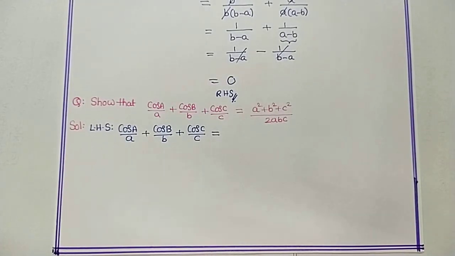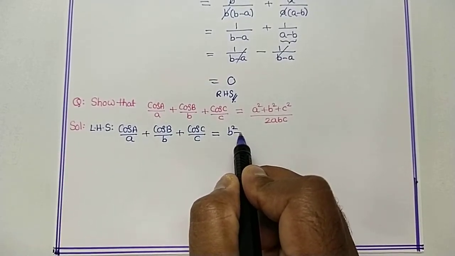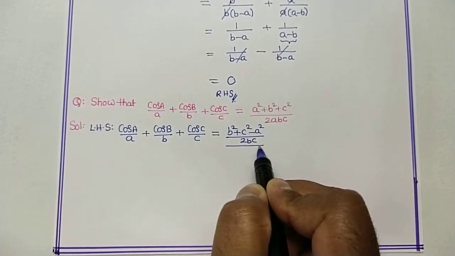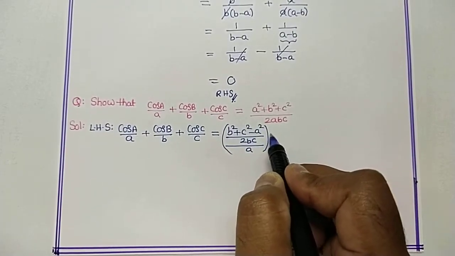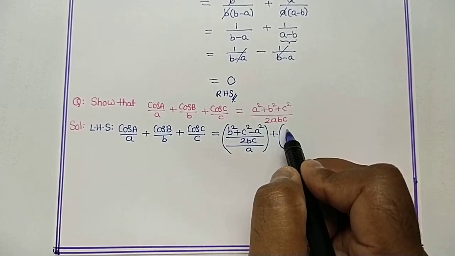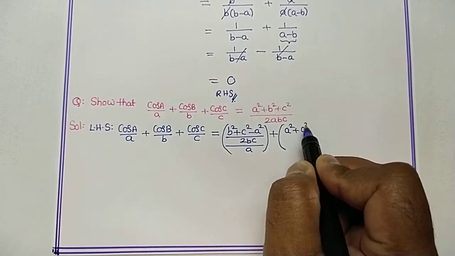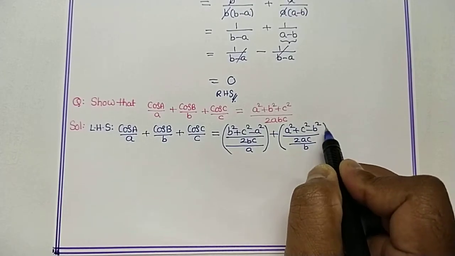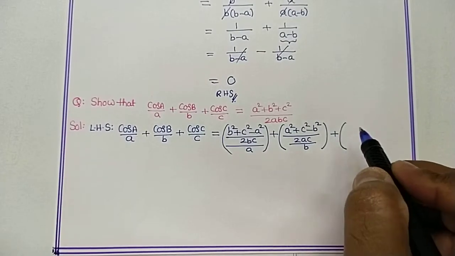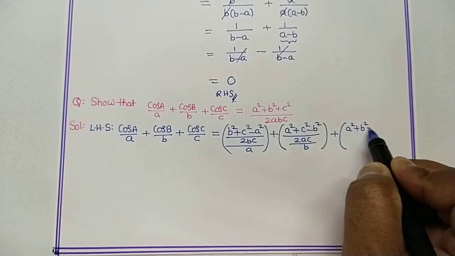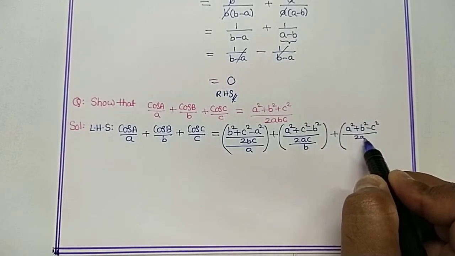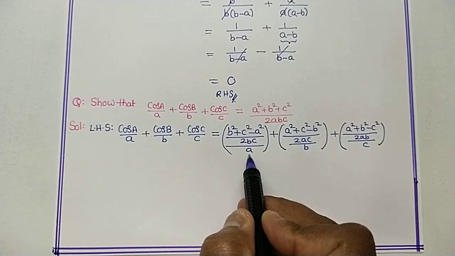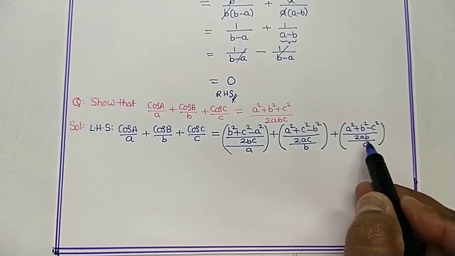what is the formula for cos A? B square plus C square minus A square divided by 2BC whole divided by A plus, so cos B formula, A square plus C square minus B square divided by 2AC whole divided by B plus cos C formula, A square plus B square minus C square divided by 2AB divided by C. So 2AB, 2BC also in the first term we can bring to the denominator. It will come to the denominator here also, here also.